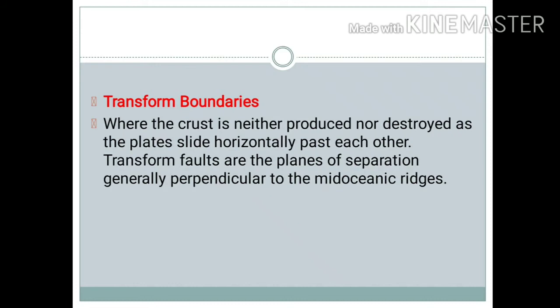So we have discussed three types of plate boundaries, which includes divergent plate boundaries, convergent plate boundaries, and transform plate boundaries. In divergent plate boundaries, new crust is formed, new crust is generated. In convergent plate boundaries, the crust is destroyed, and in transform plate boundaries, neither the crust is produced nor destroyed. So these are the different plate boundaries.